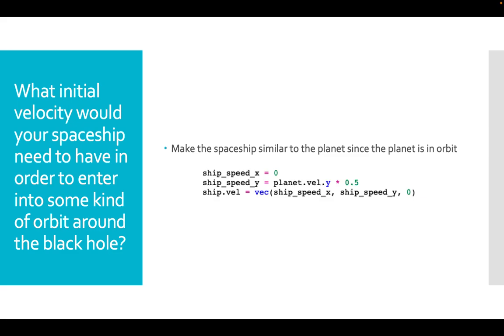So the second what if was, what initial velocity would your spaceship need to have in order to enter some kind of orbit around the black hole? So my main idea was just to make the spaceship's speed similar to this planet, since the planet is in orbit. So I set the x speed to 0 and the speed in the y direction to just be half of that of the planet's velocity.